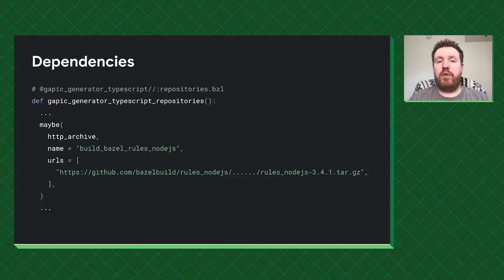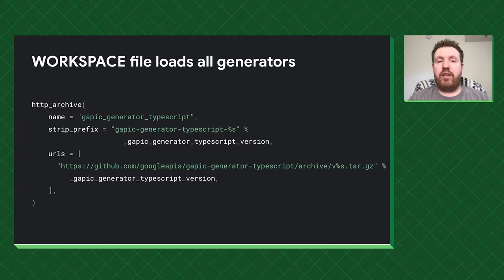Now, since all generators live in GitHub repositories, they need to be loaded from the main workspace file as dependencies. This is an example of loading the TypeScript generator from the workspace file. We have the same HTTP archive rule for all the generators.